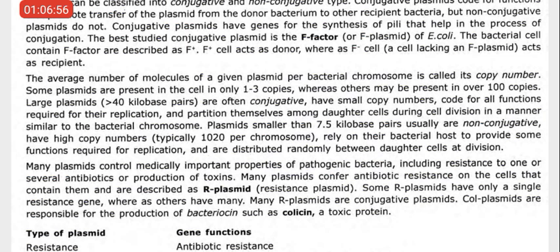Plasmids smaller than 7.5 kilobase pairs usually are non-conjugative, have high copy numbers, rely on their bacterial host to provide some functions required for replication, and are distributed randomly between daughter cells at division.